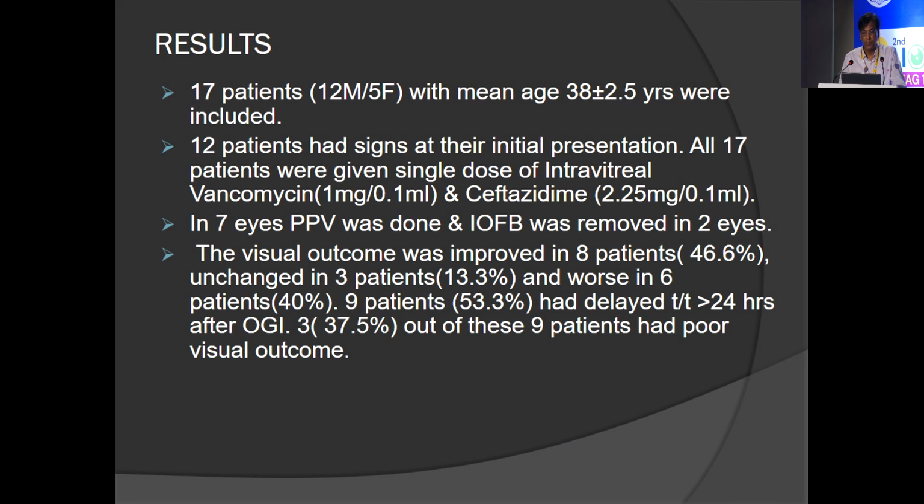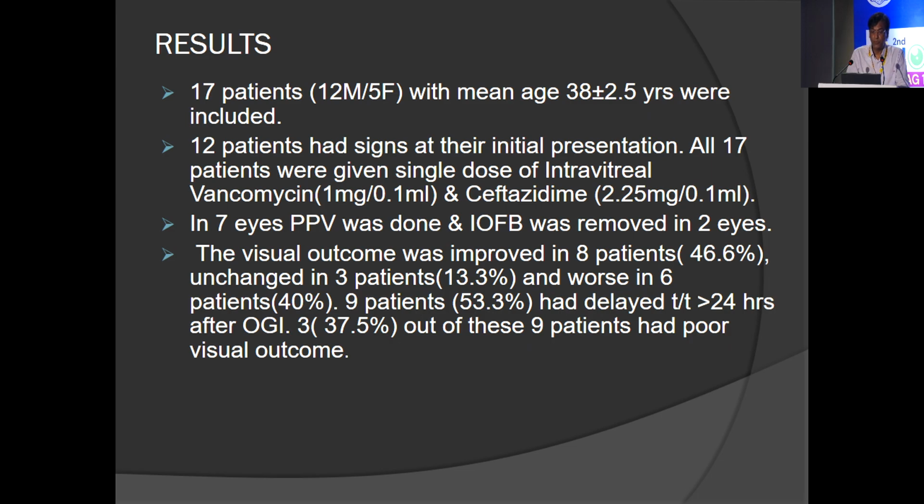17 patients with mean age 38 plus minus 2.5 years were included. 12 patients had signs at the initial presentation. All 17 patients were given a single dose of intravitreal vancomycin 1 mg per 0.1 ml and ceftazidime 2.25 mg per 0.1 ml. In 7 eyes, PPV was done and intraocular foreign body was removed in 2 eyes.